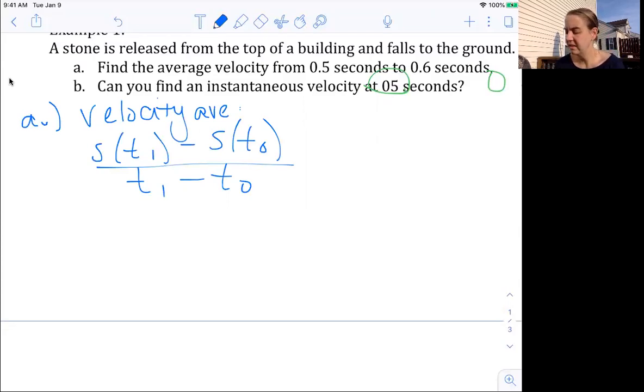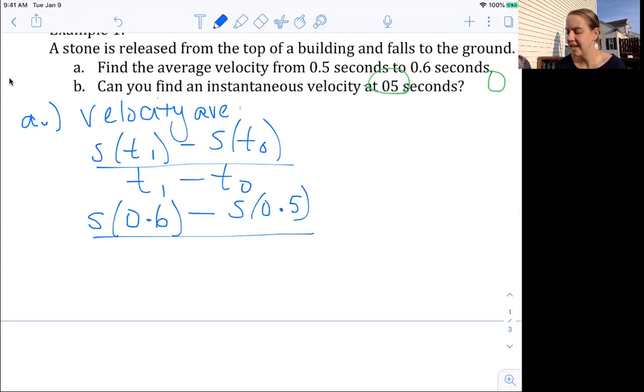So for us, just because we're a little rusty on function notation, I'm going to put it all in. That second time is 0.6 minus the initial time is 0.5 seconds. So we're talking about 1/10 of a second. This is a tiny interval over 0.6 minus 0.5.